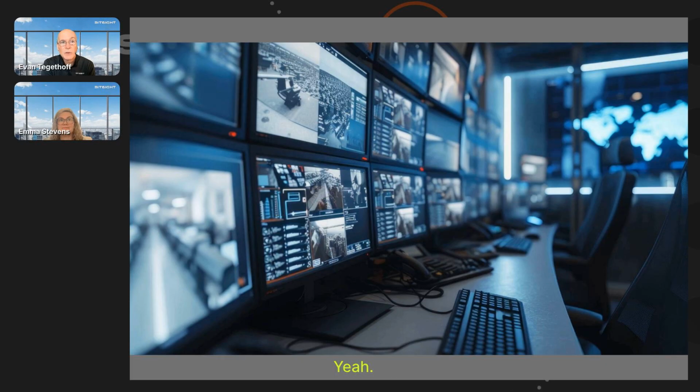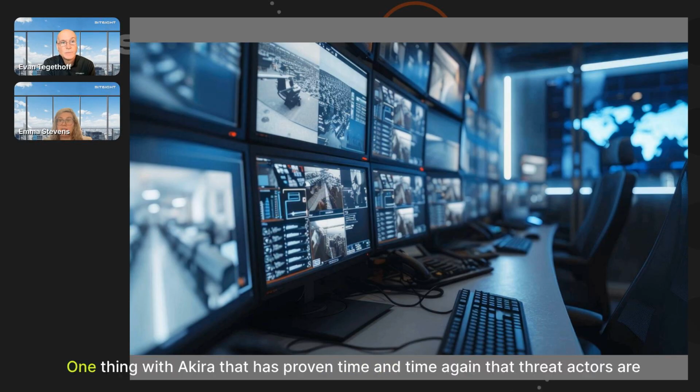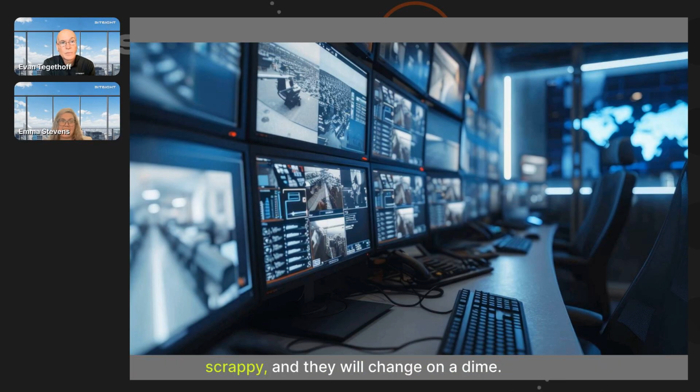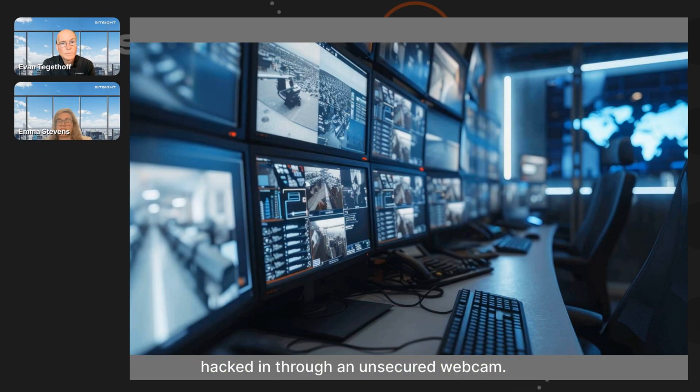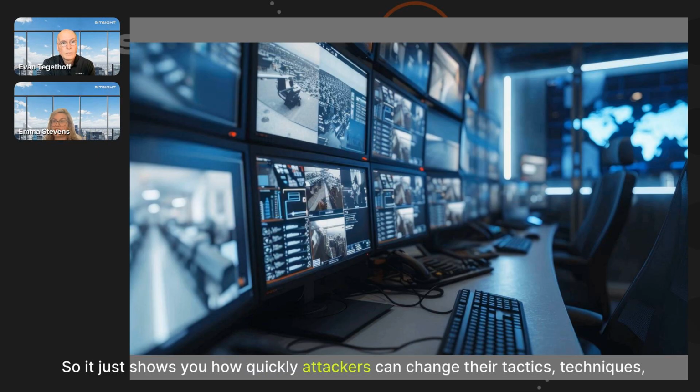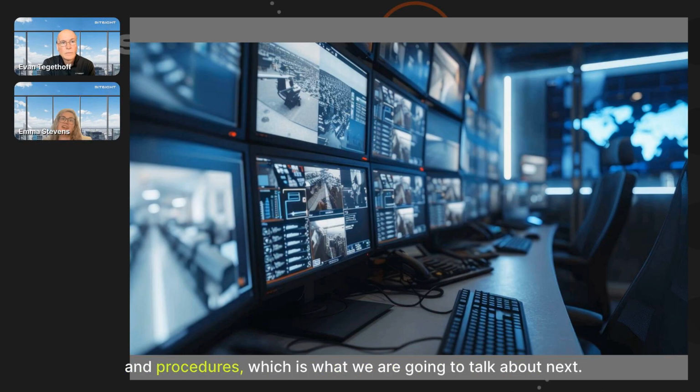So absolutely. Yeah. One thing with Akira that has proven time and time again is that threat actors are scrappy and they will change on a dime. Akira attempted to hack into a company. They got detected by the endpoint detection response, and then they pivoted and hacked in through an unsecured webcam. Most people aren't thinking about their Bluetooth devices that are connected to their laptops, their keyboards, their webcams. So it just shows you how quickly attackers can change their tactics, techniques, and procedures, which is what we are going to talk about next.